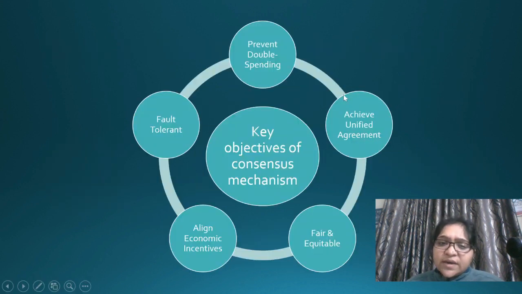Now we need to understand why consensus mechanism is important and what are the main objectives to solve from this. What are we trying to solve? We are trying to prevent double spending. We are trying to achieve unified agreement, fair and equitable economic incentives, and fault tolerance, right? So these are the key objectives we are trying to solve with the consensus mechanism.